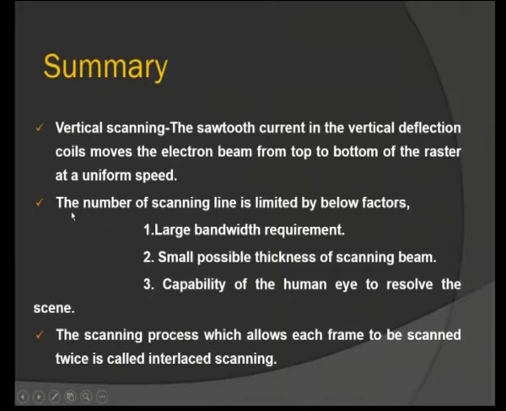The number of scanning lines is limited by some factors that we need to remember. Those factors are large bandwidth requirement, the smallest possible thickness of the scanning beam, and the capability of the human eye to resolve. The next point is the scanning process which allows each frame to be scanned twice, which is called interlaced scanning. This will help us a lot. Due to the interlaced scan we are able to eliminate or greatly reduce the flicker by scanning the image twice.